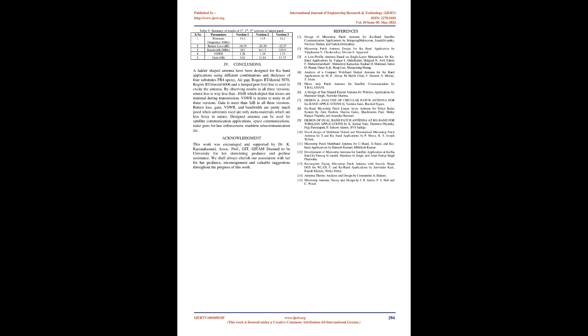By observing results in all 3 versions, return loss is well below -10 dB, which depicts that losses are minimal during transmission. VSWR is nearer to unity in all 3 versions. Gain is more than 3 dB in all 3 versions. Return loss, gain, VSWR, and bandwidth are pretty good when the substrates used are only metamaterials, which are less lossy in nature. The designed antenna can be used for satellite communication applications, space communications, radar guns for law enforcement, maritime telecommunication, etc.